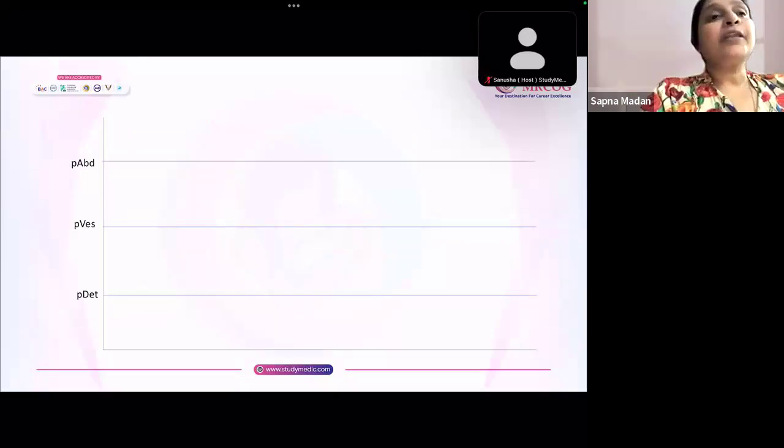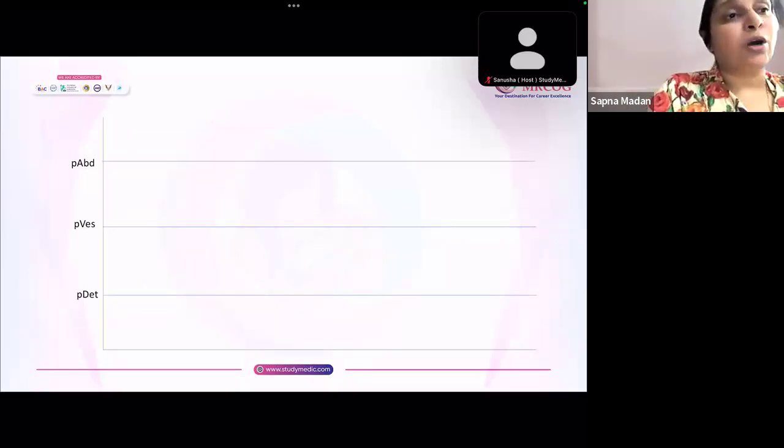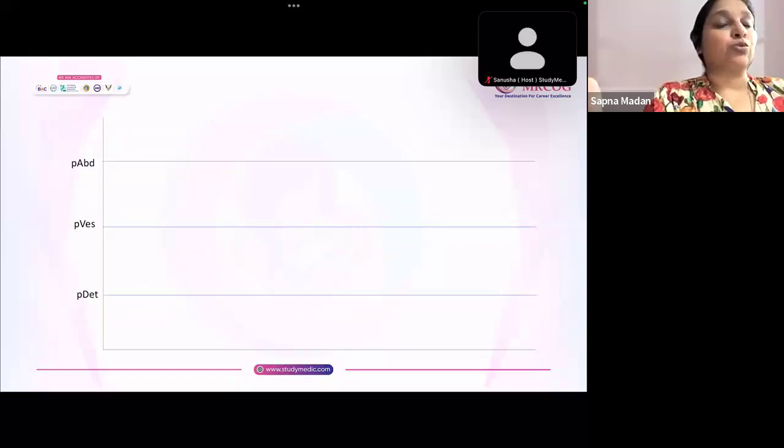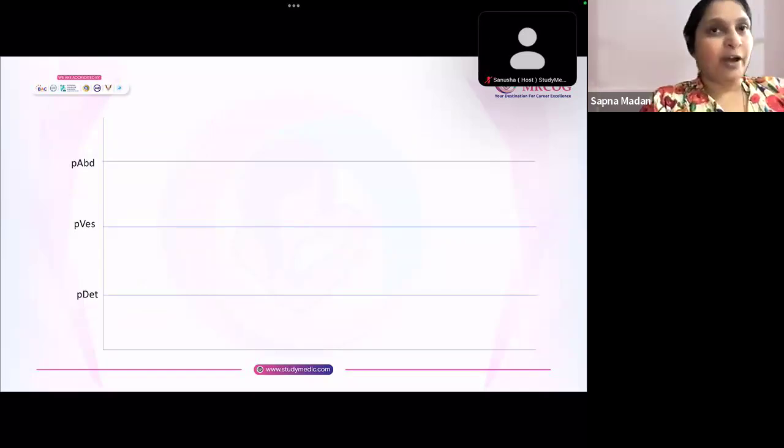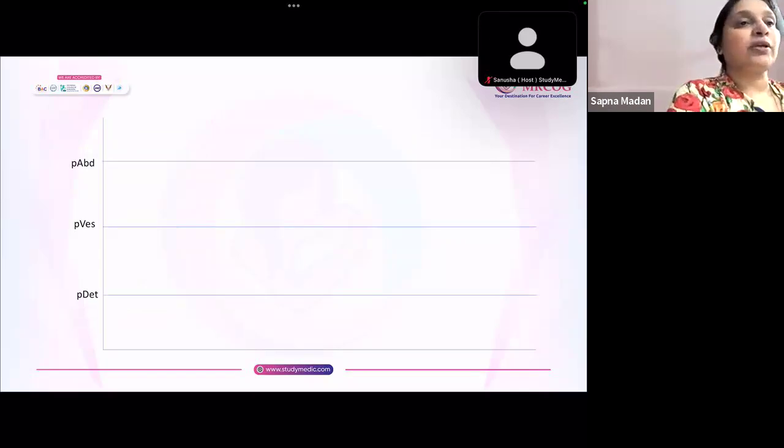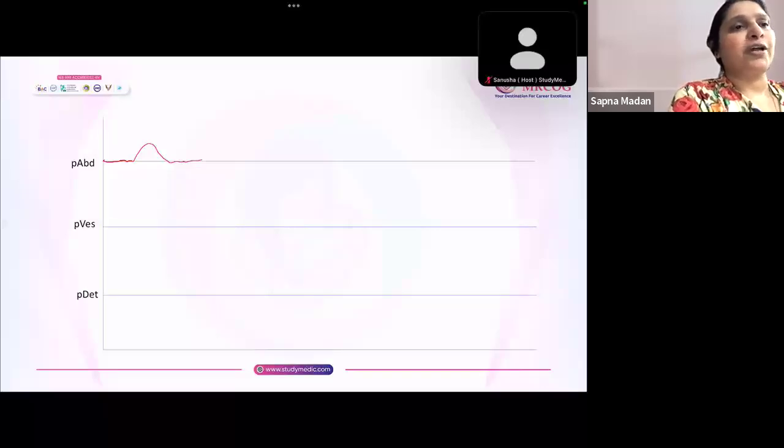They can give you in any order. It's not necessarily abdomen is first and then vesicle and detrusor. It could be detrusor first. So you need to first see what the graph is showing, which is what. Okay. Then suppose it is showing that there is some amount of activity here, and then the patient does a Valsalva, so the pressure rises.